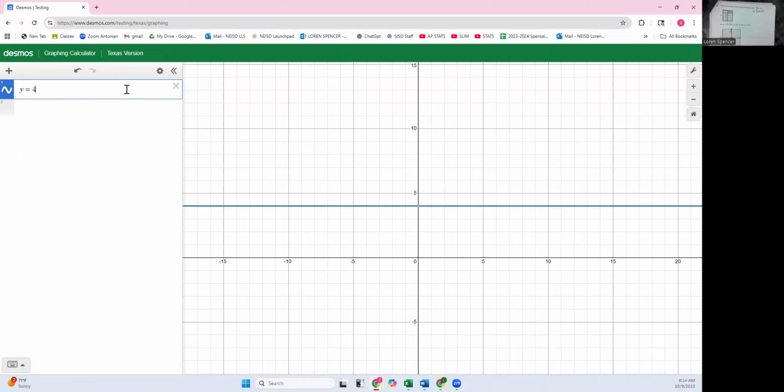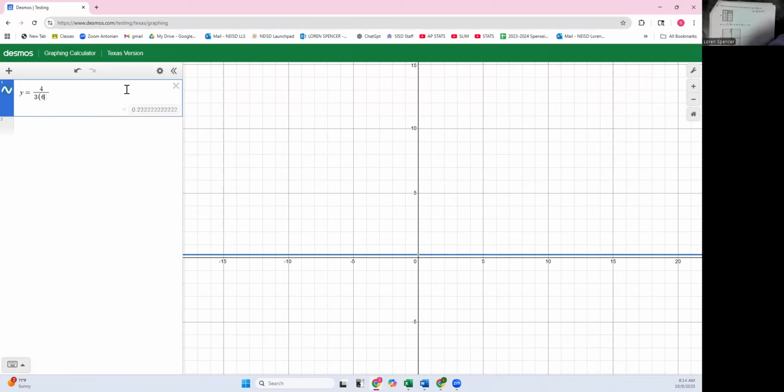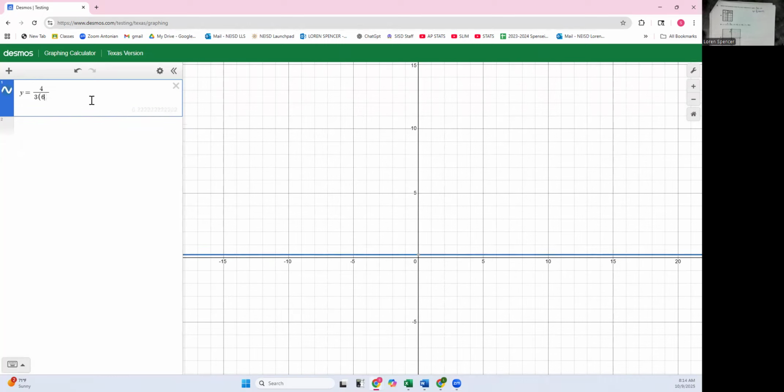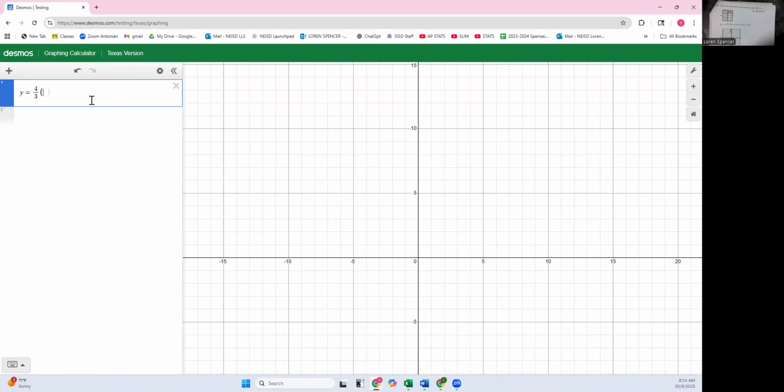So y equals 4/3 parentheses 6x plus 3. Oops. Always got to be careful with that. Parentheses 6x plus 3.